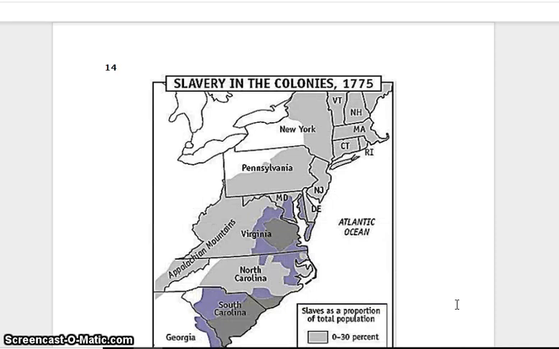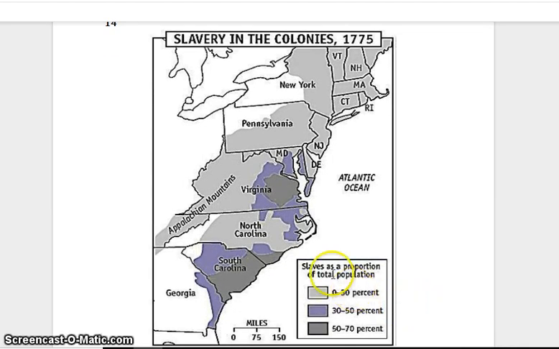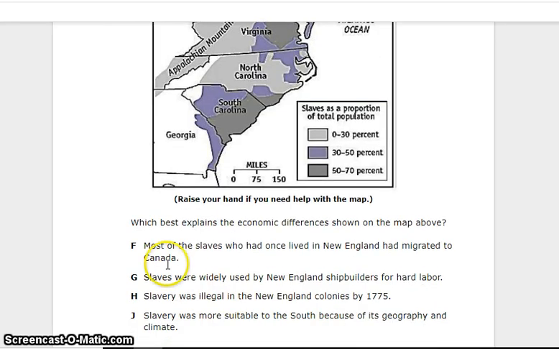Number 14, slavery in the colonies, 1775. So slaves as a proportion of the total population: 0 to 30%, 30 to 50%, or 50 to 70% based on the color. Which best explains the economic difference shown in the map above? F. Most of the slaves who had once lived in New England had migrated to Canada. G. Slaves were widely used by New England shipbuilders for hard labor. H. Slavery was illegal in the New England colonies by 1775. Or J. Slavery was more suitable to the South because of its geography and climate.